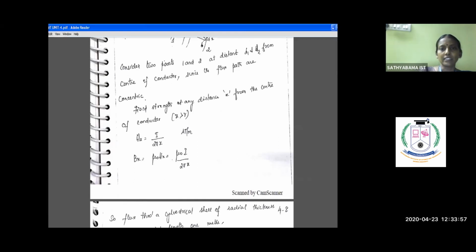So the field at any distance x from the center of the conductor, Hx, can be given as I by 2 pi x, because when you consider x to be greater than r, in such case Hx can be written as I by 2 pi x here. From that, mu x can be written as mu naught Hx, and B is nothing but mu naught I by 2 pi x, and you have to know what I is here. Why?